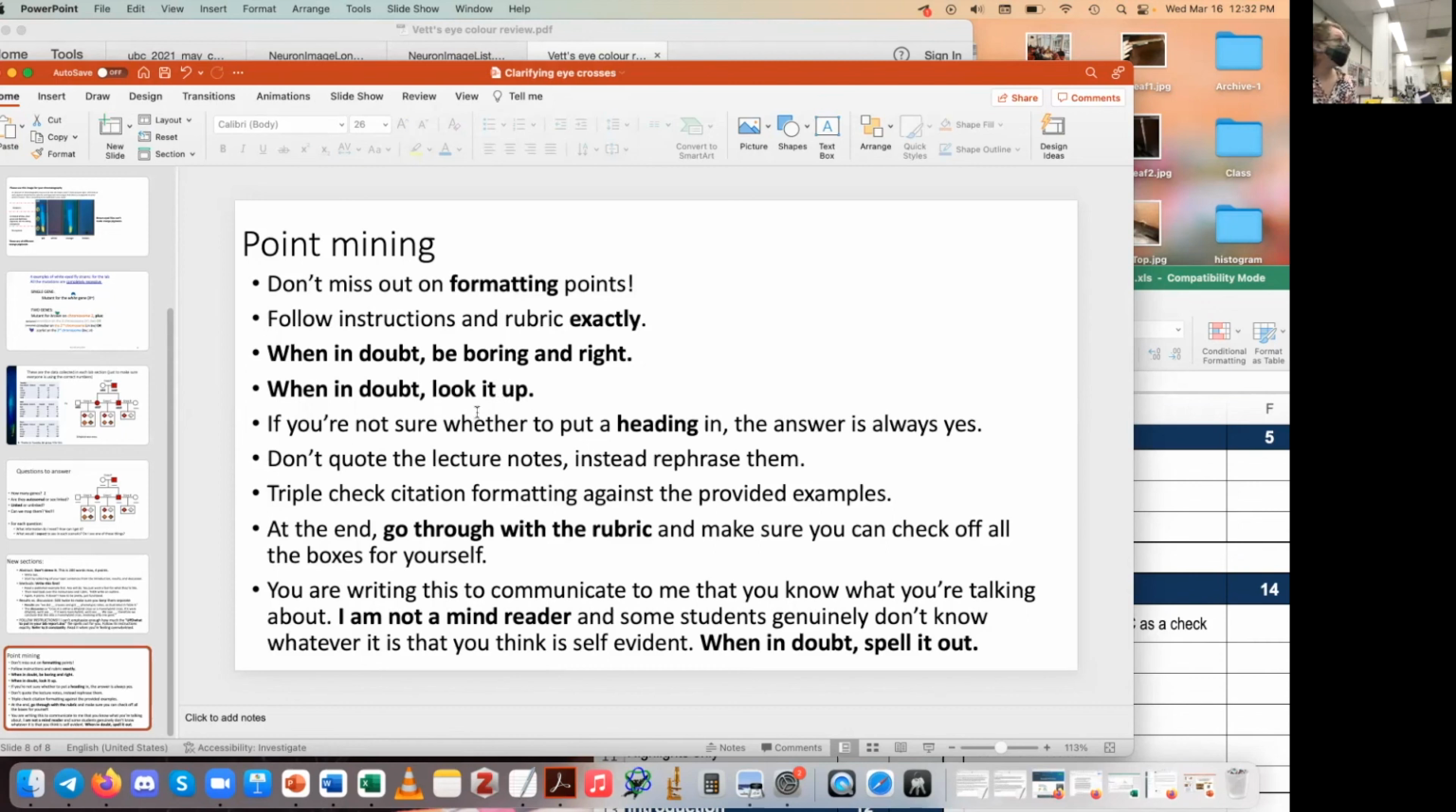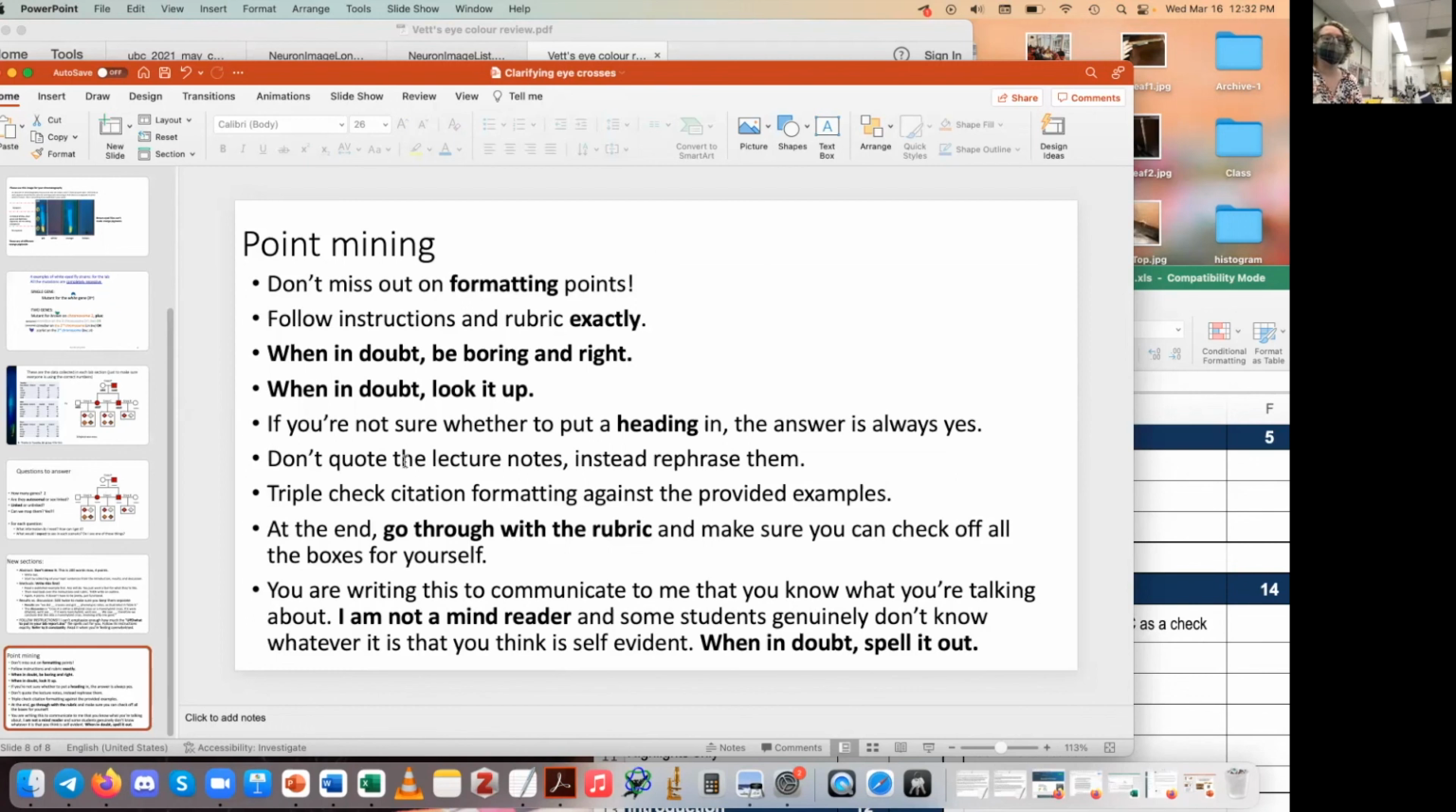When in doubt, look it up. Don't just talk out of your butt. Make sure that you're right. If you're not sure whether to put a heading in, the answer is put a heading in. We're not going to dock you for adding extra headings, but I will lose what you're talking about and not know what section you're in if you don't put a heading. And that's going to hit you for readability.